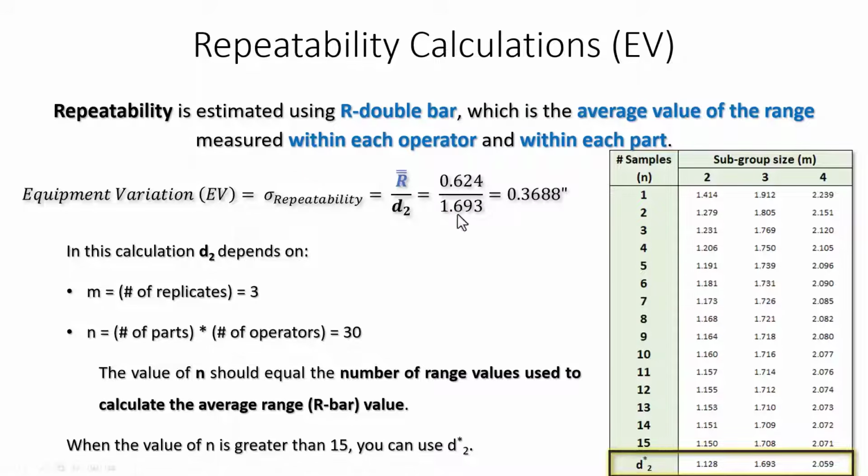You can see it there. And when we divide our R double bar by that value, we translate that range value into a measure of standard deviation, and we can calculate repeatability as 0.3688. That is how you do the calculation.